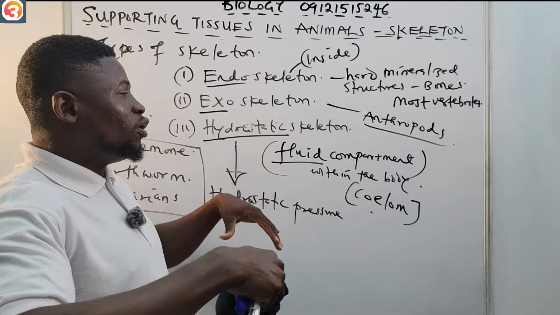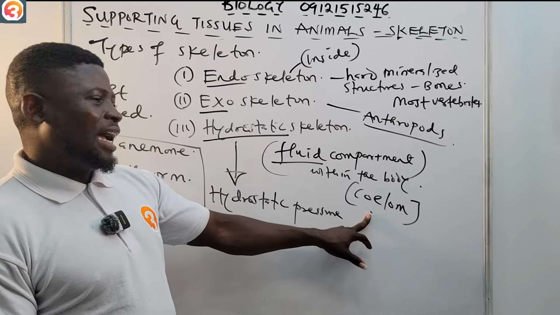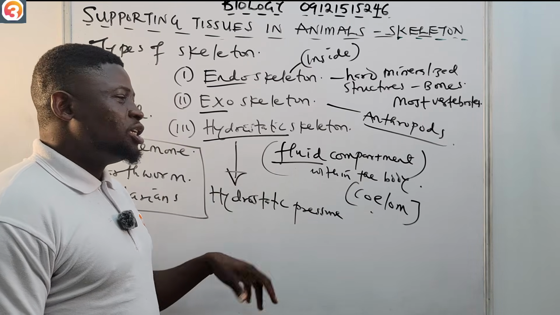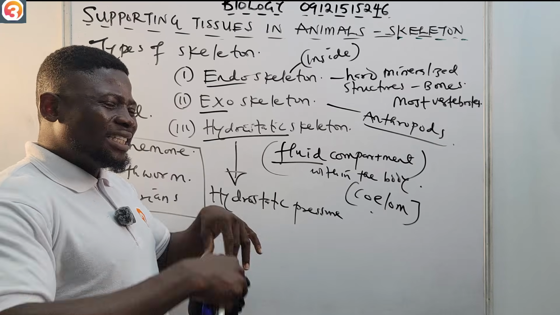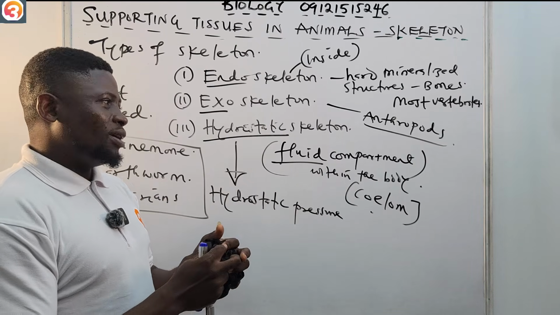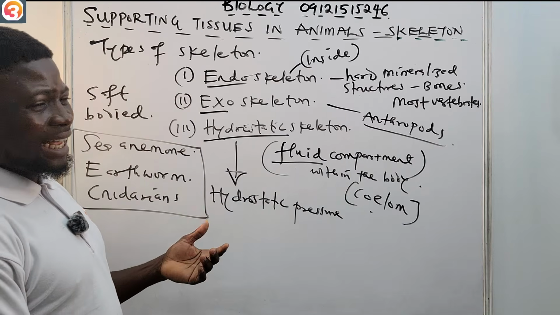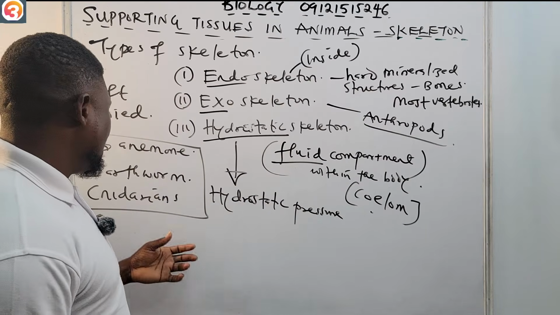This one is formed by what? By the fluid compartment within the body called the coelom. And because this compartment is usually under hydrostatic pressure, it helps to support and protect the internal organs. It is found in soft-bodied animals like the sea anemone, like the earthworm, and the cnidarians.